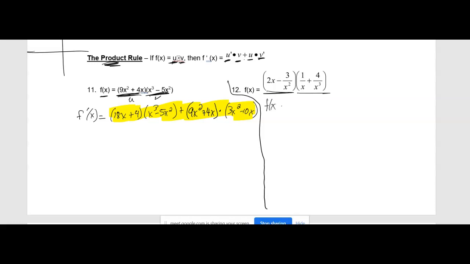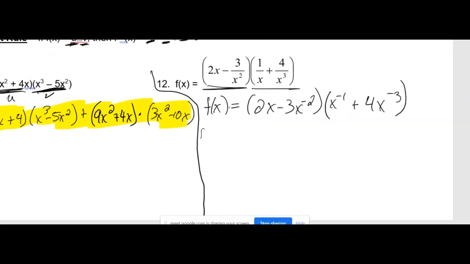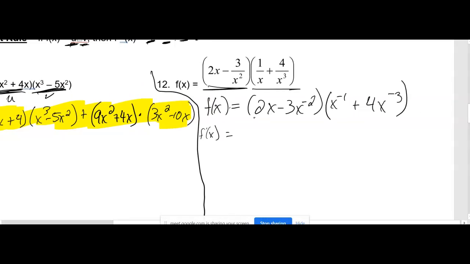I would again take a few seconds to just rewrite this. I think it's worth your time so we don't mess up the positive and the negative signs. Let me make this bigger. All right, and here we go. So derivative of the first. So that should just give us 2. The negative 2 and the negative 3 would make 6, x to the negative 3. Rewrite the second one, unchanged.